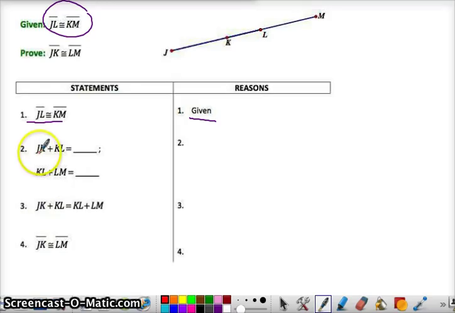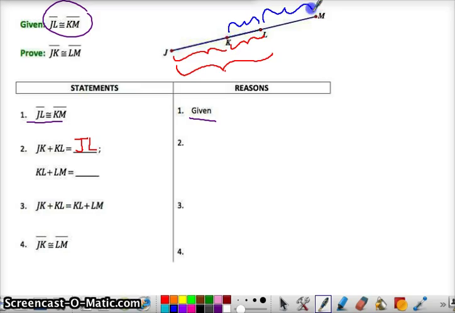So here we say, okay, well, JK plus KL is equal to what? Remember, we learned that in the previous lesson. If segment JK plus segment KL, what's that going to equal all together? Well, that's just going to equal segment JL. If we do it over here, if we say segment KL plus segment LM, then that's going to equal what? Well, that's going to equal segment KM.